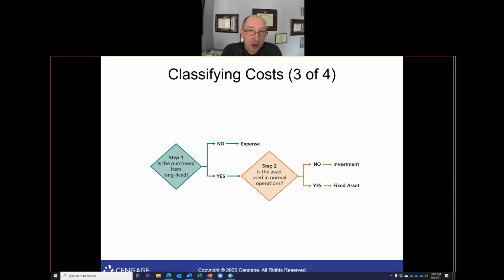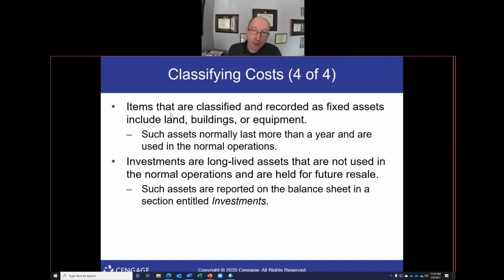Okay, so this is a nice graphical representation of that decision tree. Step 1, is it long-lived? If yes, you proceed to step 2. If no, it's an expense. Step 2, is it used in day-to-day operations? If yes, it's a fixed asset. If no, it's an investment. Decision trees, oh, they're so fun. So it's just the 2 steps. Yep, nice and easy.